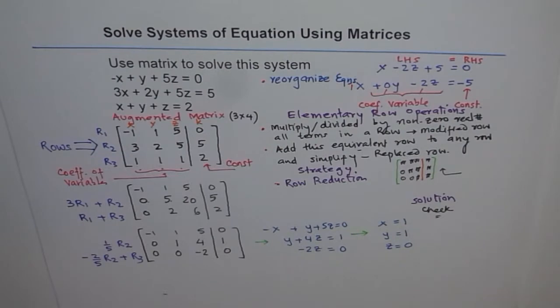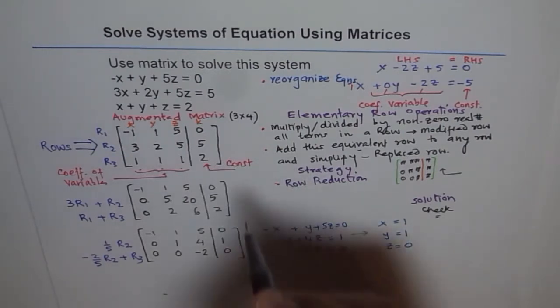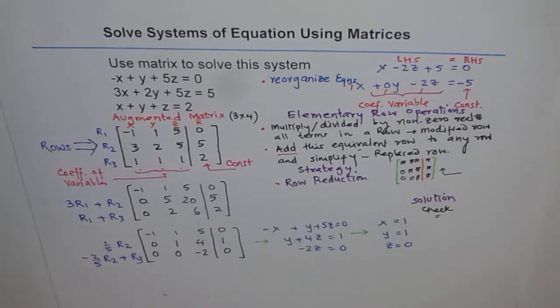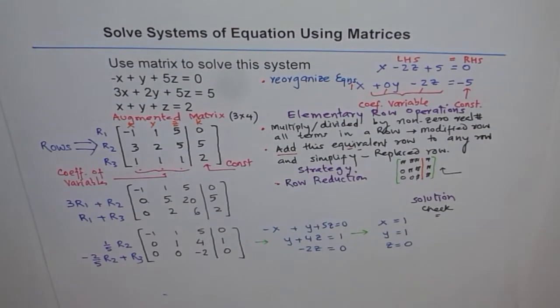Just add to the row being modified. That's why I'm using the word add here, right? It's not a rule. Add and subtraction is the same thing, correct? So add this equivalent row. Equivalent is kind of critical. Row doesn't change if you multiply and divide both sides by the same thing because it's an equation, correct? That's why it doesn't change.